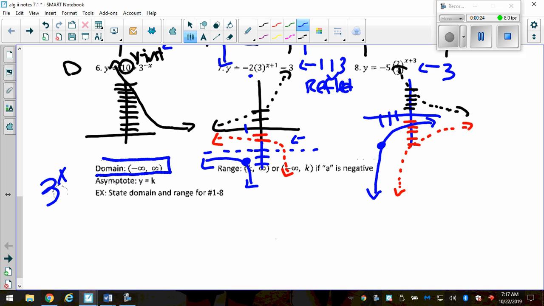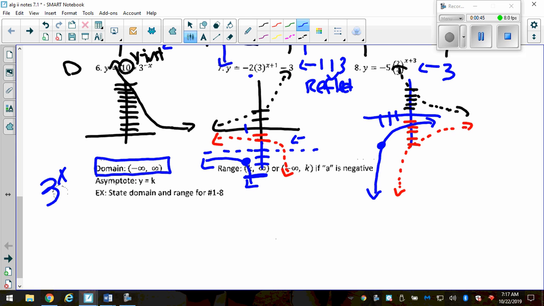Now the range is what's going to be a little different. So hopefully you can see better on your picture here. This follows what we were doing back in the quadratic unit, except we have a parenthesis instead of a bracket. So your range is your k value to infinity if it's pointing up, and it's going to be negative infinity to k value if it's pointing down, like if we flipped over the x-axis.